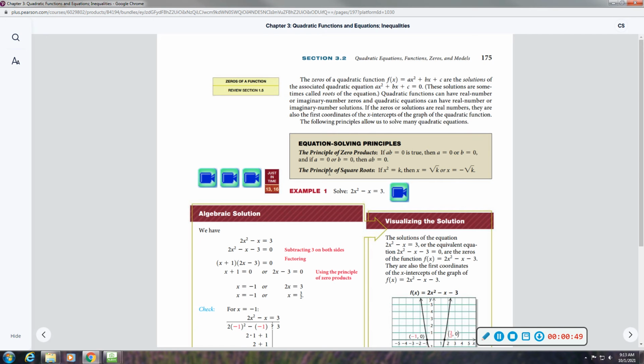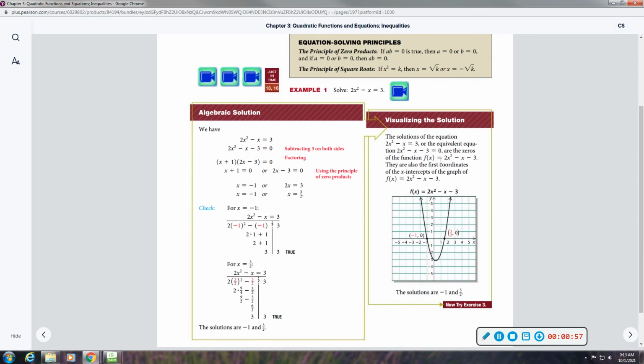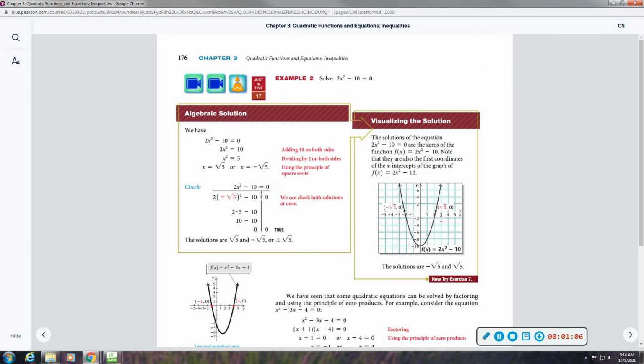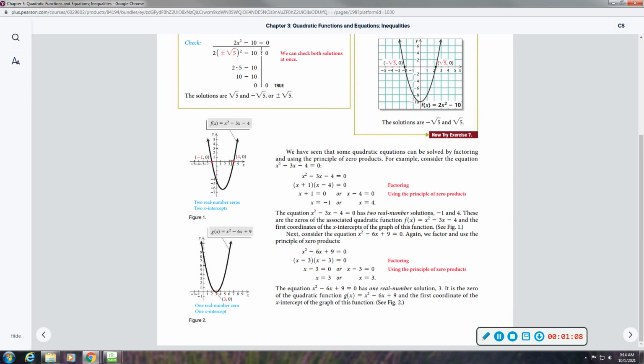Okay, so the idea for solving quadratic functions is that we will set the equation equal to 0 and solve. So they've got the square root principle. Whenever you take the square root of a number, you have to remember positive or negative whenever you evaluate a square root. Here we're just showing you some examples and graphics of what the solutions mean when you have 0.